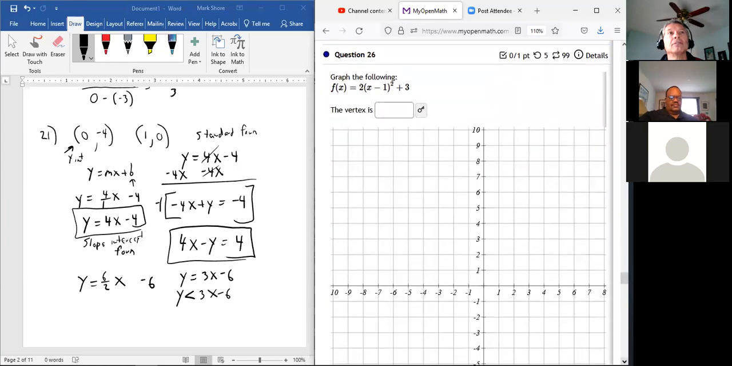Then down here, it's a quadratic again. See, the x is squared. The vertex point is going to be to the right 1, up 3. Opposite of this one, opposite of -1 is +1. That's why it's to the right 1, and you go with the sign on this.